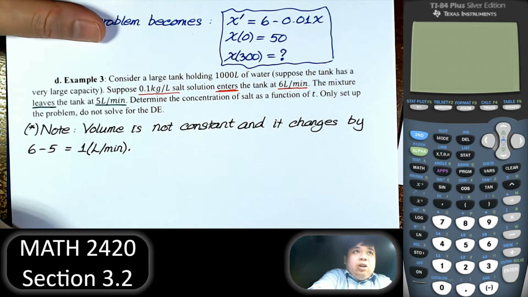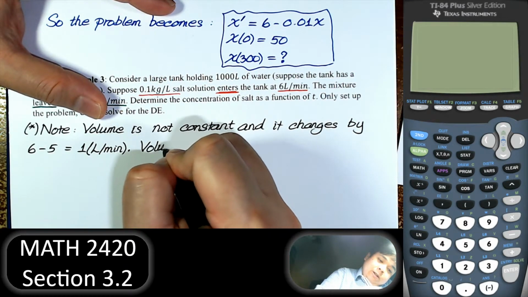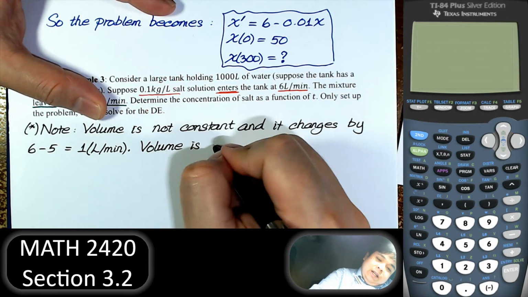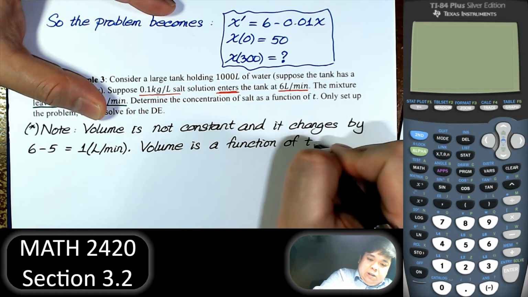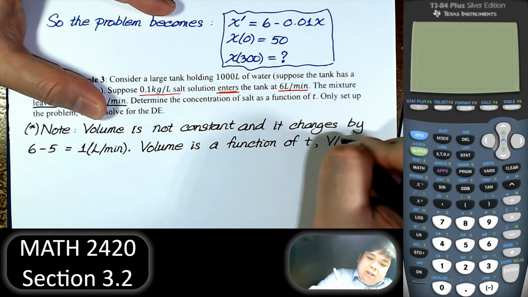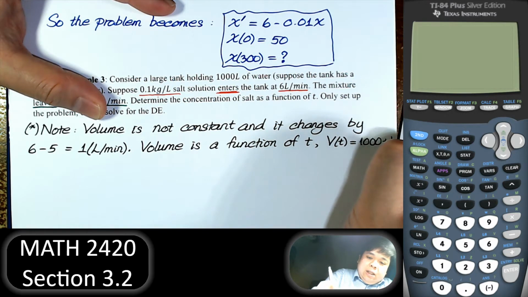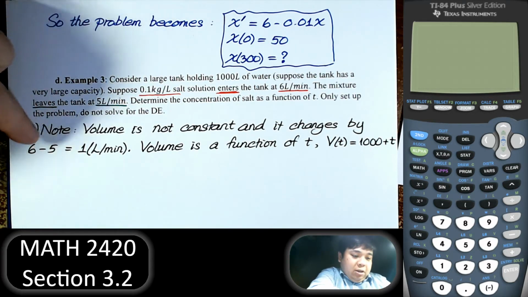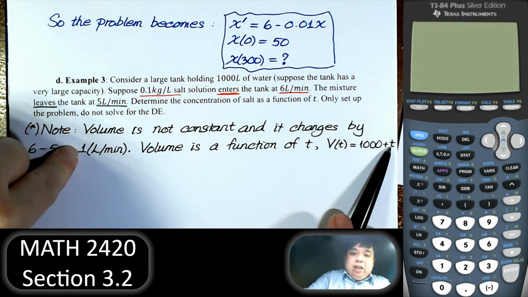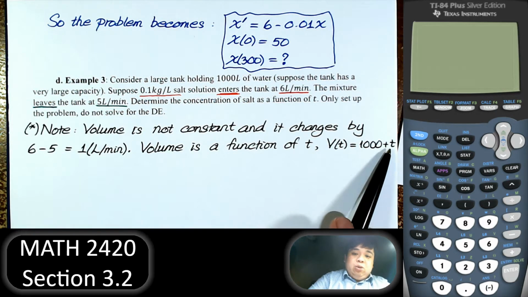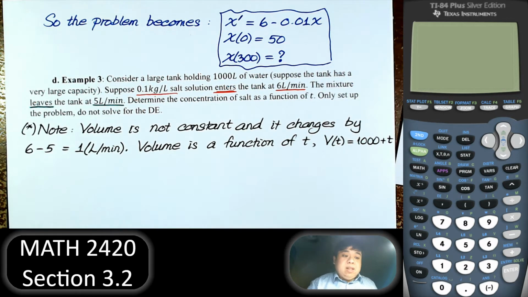So meaning that the volume is a function of t, and we have V of t equal to 1,000 plus t, because it goes up 1 liter per minute. So if it goes 5 minutes, it will be 5 more liters. And so the slope is equal to 1 in this case, or 1000 plus t. So this is the function of the volume at time t.